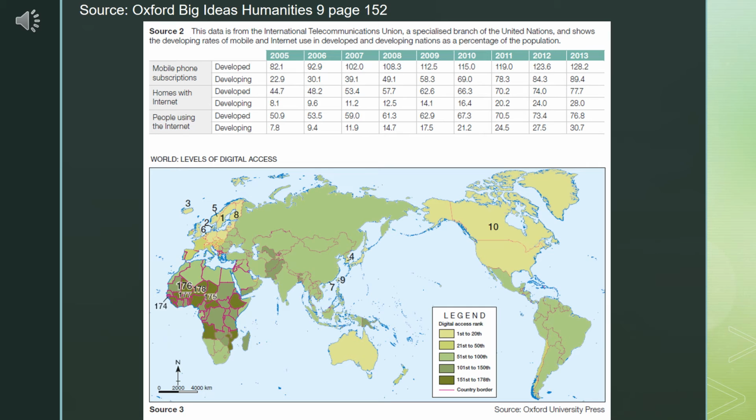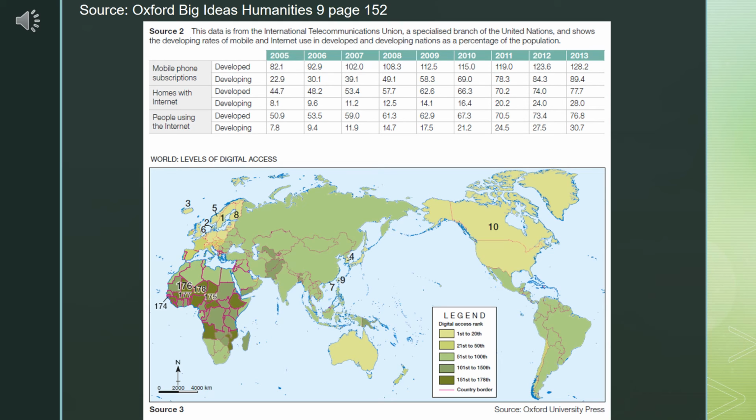Let's take a careful look at these two resources. The source at the top is a table and shows us data from the International Telecommunications Union, which is part of the United Nations, and shows the developing rates of mobile and internet use in developed and developing nations as a percentage of the population. So to give you an example, in 2013, 128.2% of people in the developed world had a mobile phone subscription, as opposed to 89.4% of people in the developing world at that time.